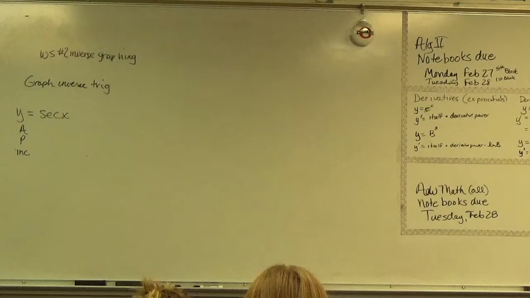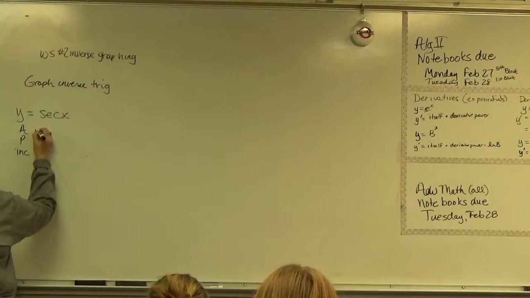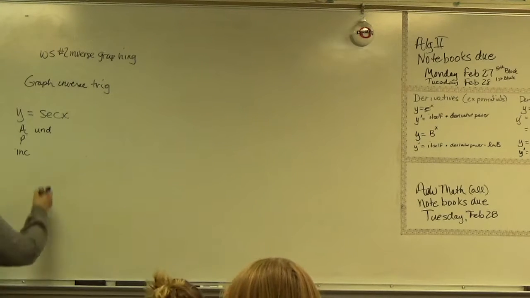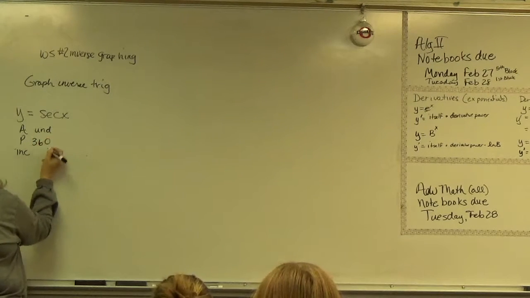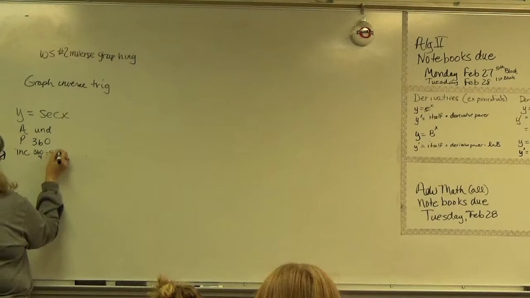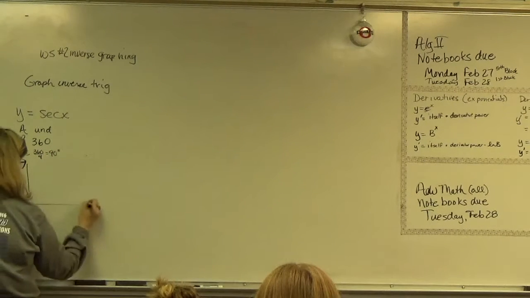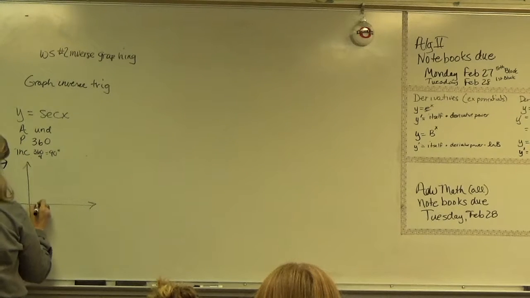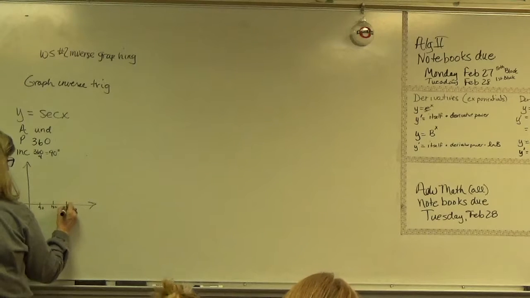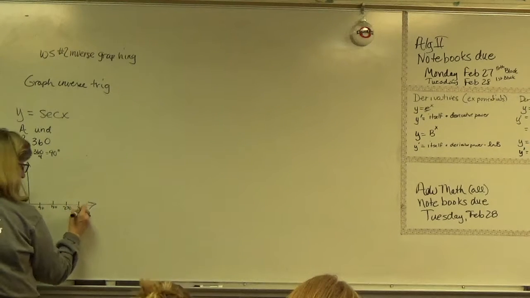So what would be the amplitude for a secant? Anybody tell me? Undefined, good. What's the period of the secant curve? 360. And then the increments would be 360 divided by 4. So we go 0, 90, 180, 270, and 360.